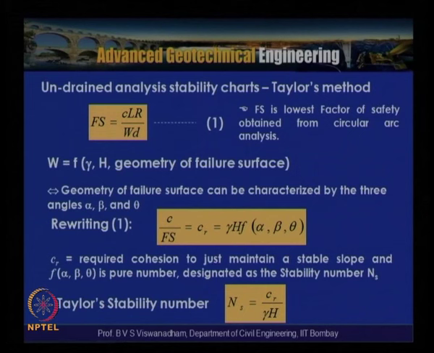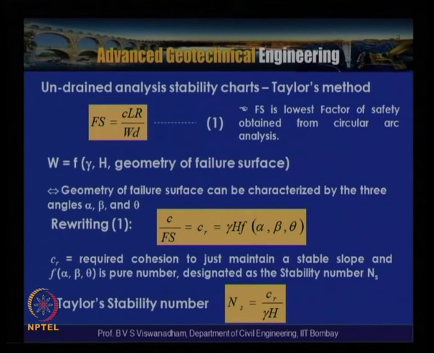C R is nothing but the required cohesion of a soil just to maintain a stable slope, and the function of alpha, beta, and theta is a pure number, which is designated as the stability number. So the Taylor stability number is given by Ns equal to C R by gamma H. C R is the required cohesion to just maintain a stable slope, and it can also be written as C by gamma H into Fs. When you substitute C by Fs, we can write C by Fs into gamma H. So for a factor of safety equal to 1, Ns is equal to C by gamma H, where the required cohesion C R is the cohesion required to just maintain a stable slope.